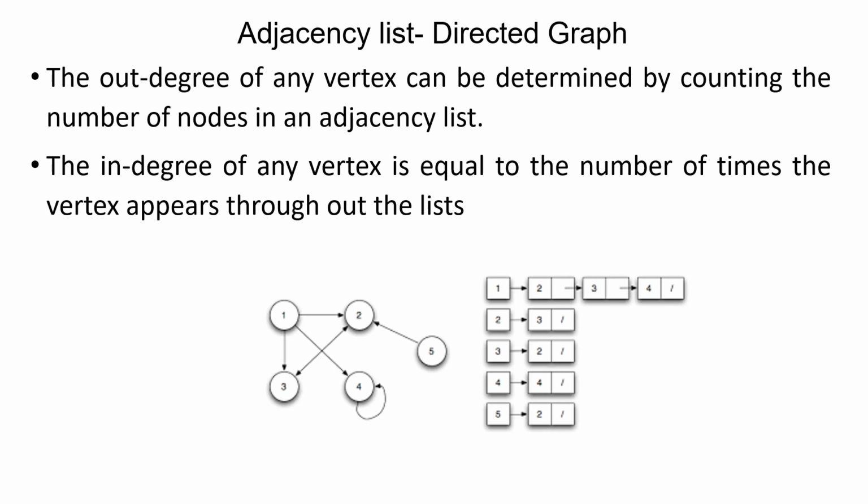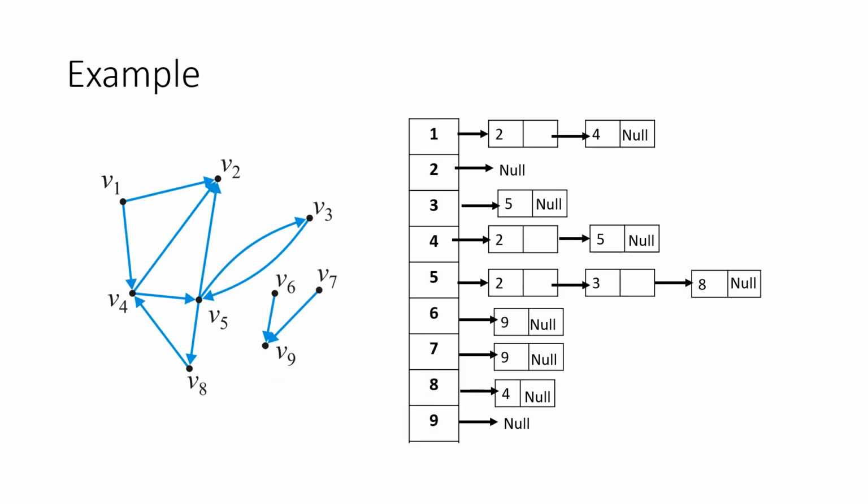The in degree of vertex 1 is equal to the number of times vertex 1 appears throughout the lists. We can see that vertex 1 does not appear in any of the linked lists. Hence, the in degree of vertex 1 is 0. Now, draw the adjacency list for the following directed graph.